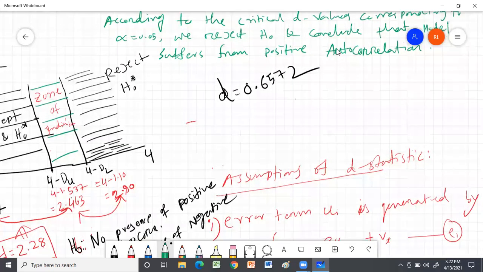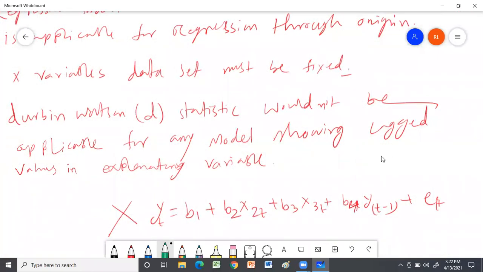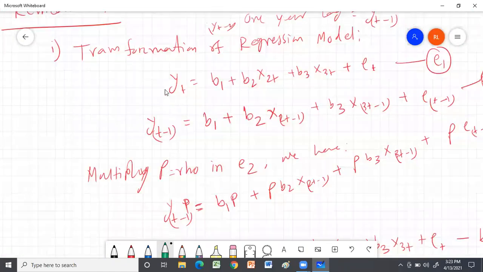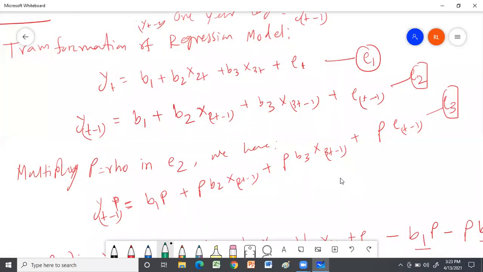Maybe I already discussed this in the last class. If you can recall, the remedial measure, the transformation of the regression model. Do you remember? I showed this in the last class. Yes, sir. So using this transformation, they re-estimated the regression model, which shows that R square is 0.9816 and the D value is 2.28. Okay, and other t ratios and slope coefficients are also given.